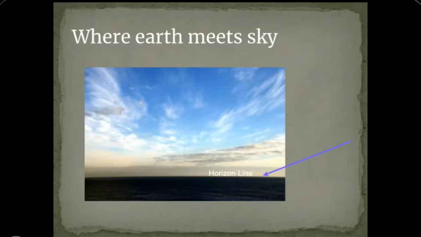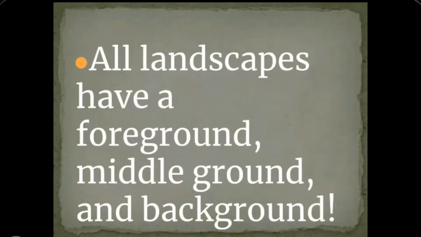Now all landscapes have something called the horizon line. That's where the earth and the sky touch each other. They come to a point where they meet up, and that's the horizon line. All landscapes will have a foreground, a middle ground, and a background.